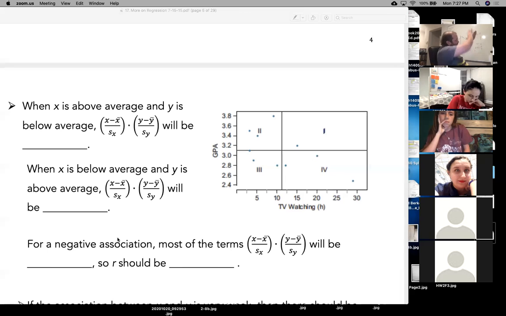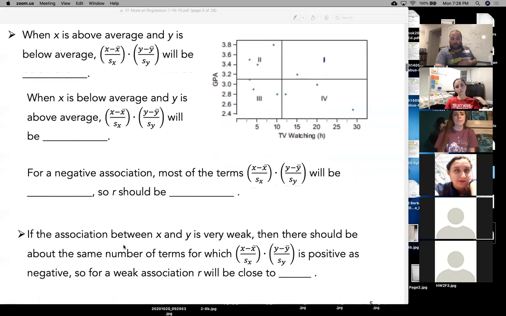Positive correlation, lots of positives and positives. When you add them together, you're going to get a positive number. For negative correlation, we got lots of negatives and negatives, negatives down here, and negatives up here. So when you add them together, you expect to get an overall negative number.